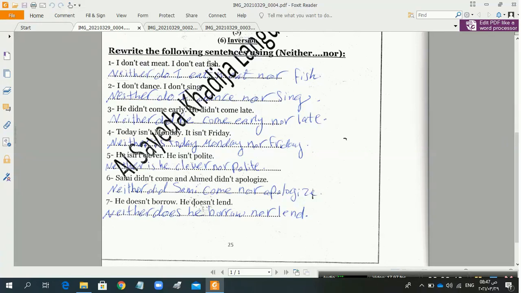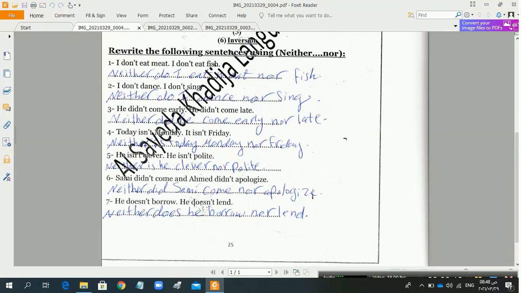Number four, today isn't Monday, it isn't Friday. Neither is, because I have is. Neither is today Monday nor Friday. Number five, he isn't clever, he isn't polite. Neither of these adjectives, he is. So, neither is he clever nor polite.